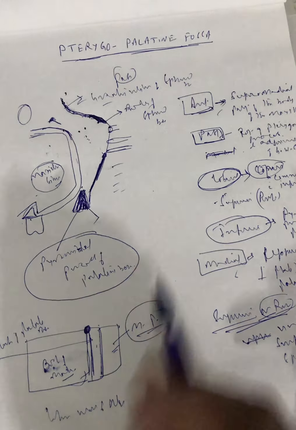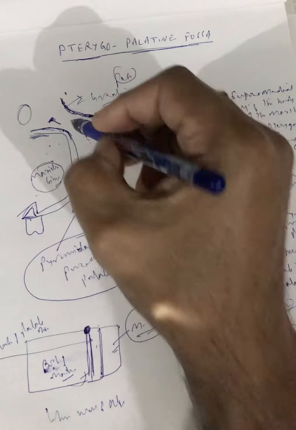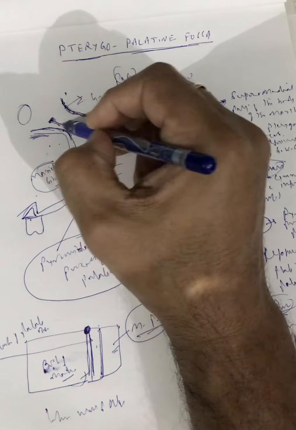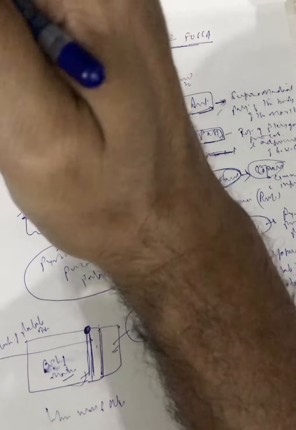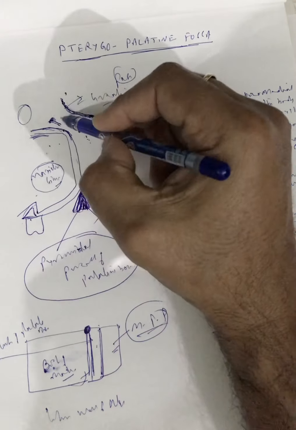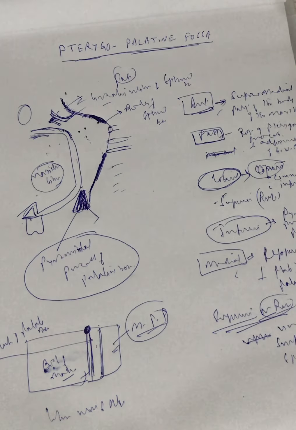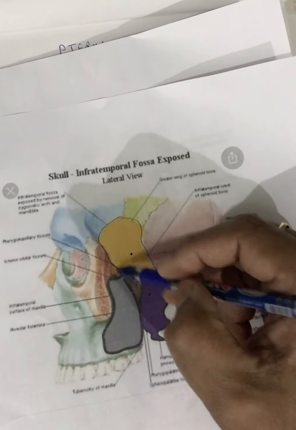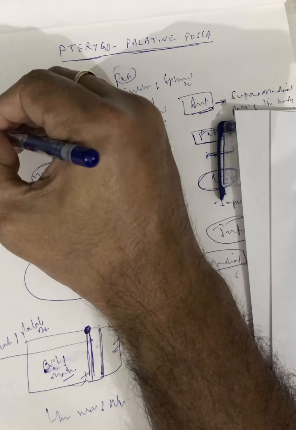So it communicates anteriorly. This is anterior. So this communicates anteriorly through the medial end of the infratemporal fissure over here. We have got the body of the maxilla, which will come down over there, and this will create a fissure over there, and this is known as the infraorbital fissure.